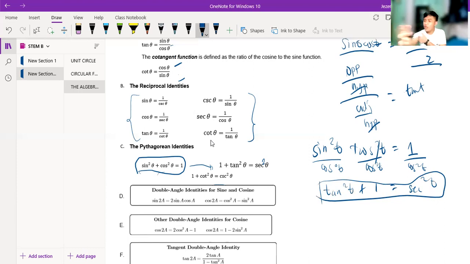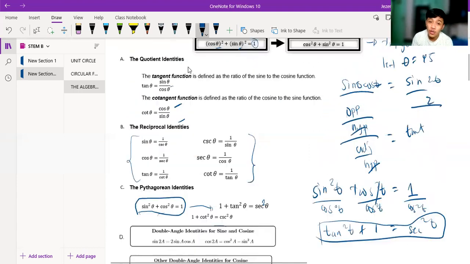Hindi nyo kailangan siya isaulo lahat. Practice lang na practice, masasaulo nyo siya. Mape-familiarize nyo siya. Hindi kailangan sa ulo, kailangan familiar lang kayo. Okay? Madaming nasa listahan, pero konti lang inilagay ko dito. Ito yung mga pinakasikat. Okay?